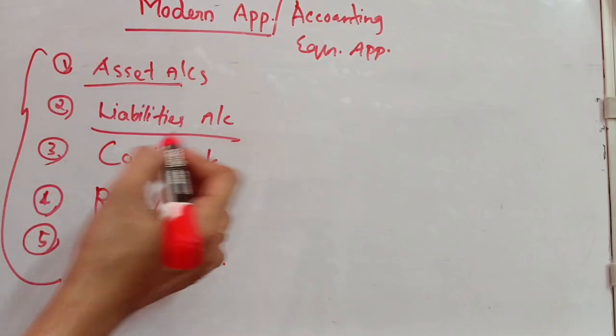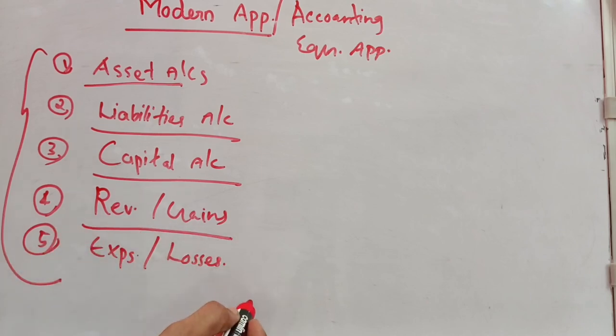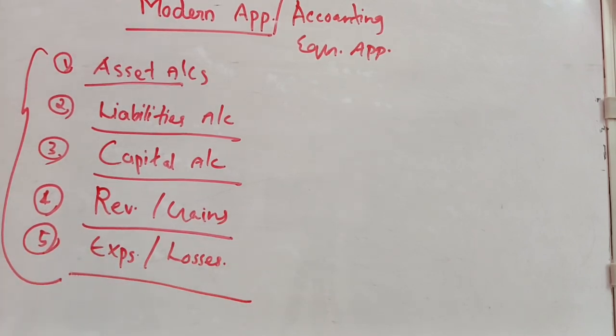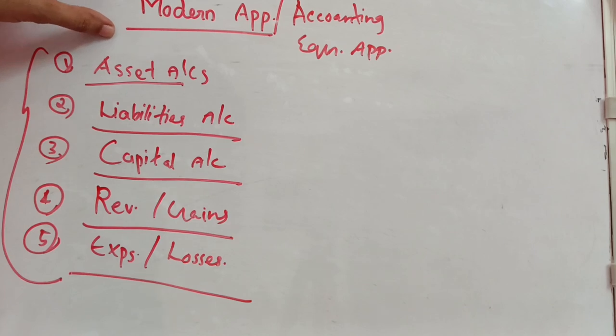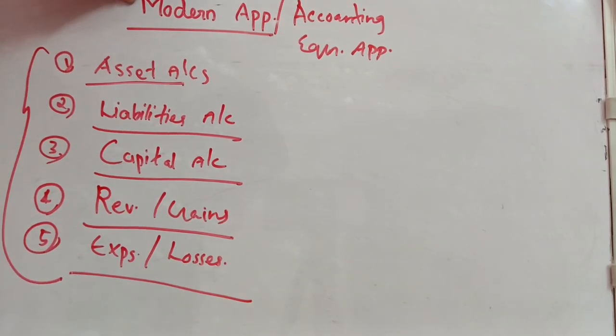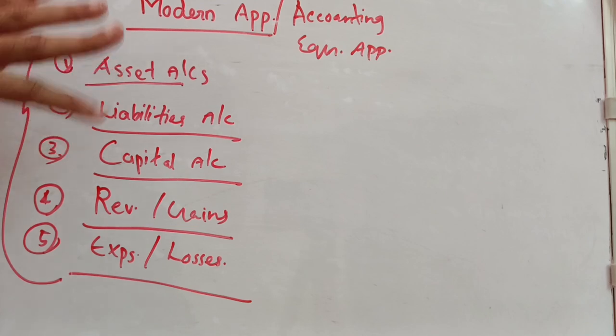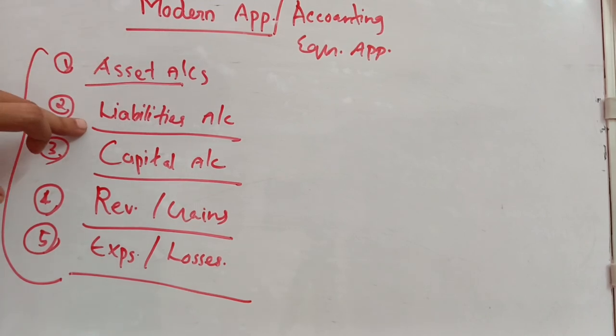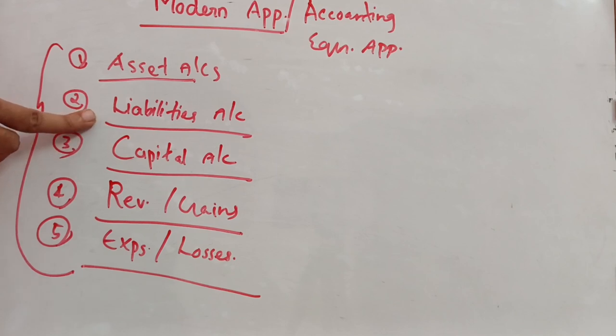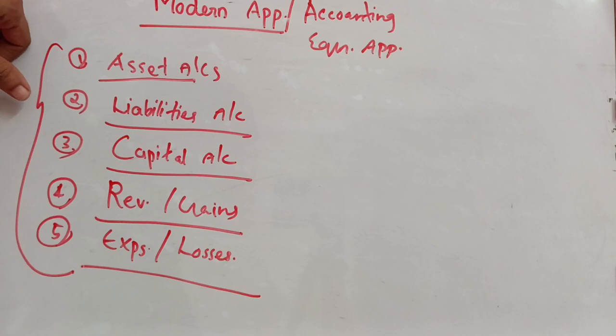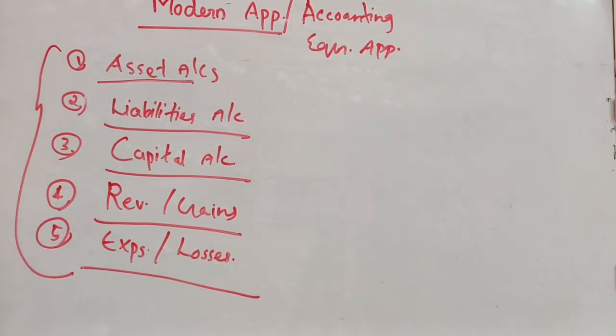Assets account, liabilities account, capital account, revenue or gains account, and expenses or losses account. Assets account includes all those assets or properties termed as assets account. For example, building, machinery, land, patents, inventory, etc. come under assets account. Then the second type of classification is liabilities account. Here the accounts of lenders and creditors for goods and expenses all come under liabilities account. Creditors account, lenders account all come under liabilities account.